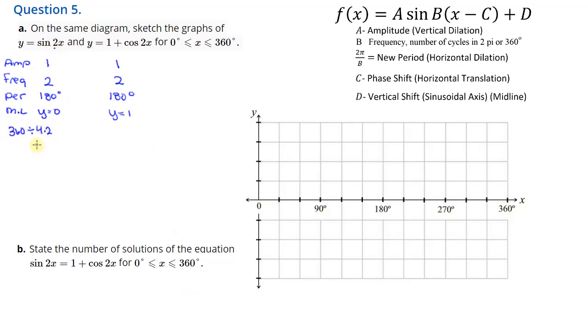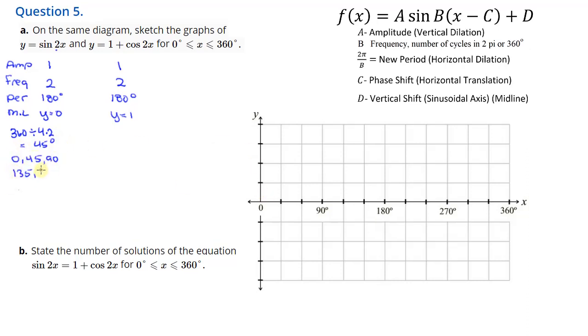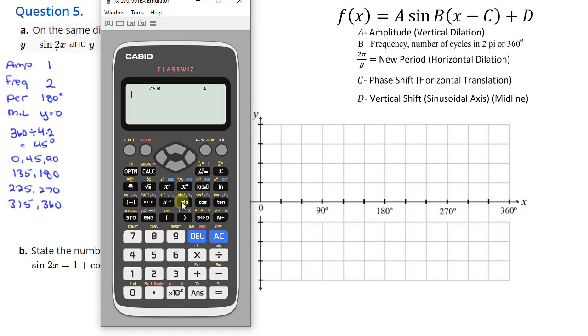So what I'm going to do is take 360 divided by 4 times the frequency. Every 45 degrees I am going to plot a point. And what's going to happen is that once I get through the first cycle, a lot of times I can figure out the rest of them. So let's plug it in here.